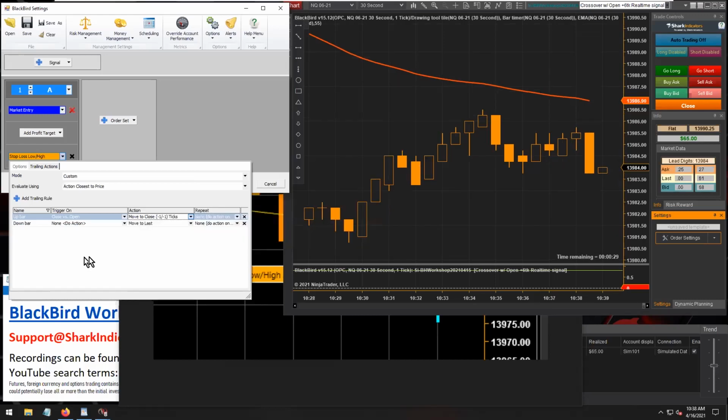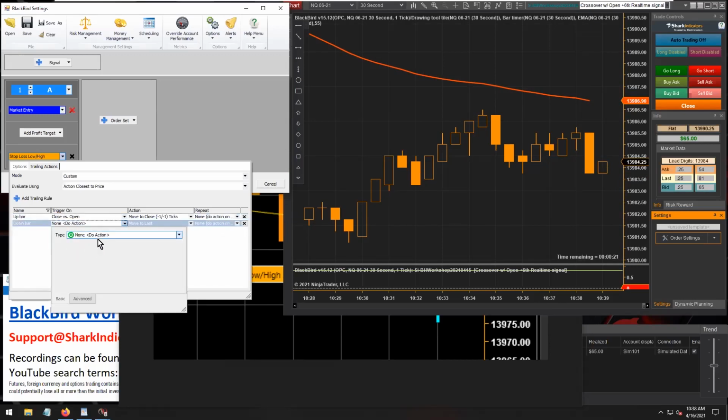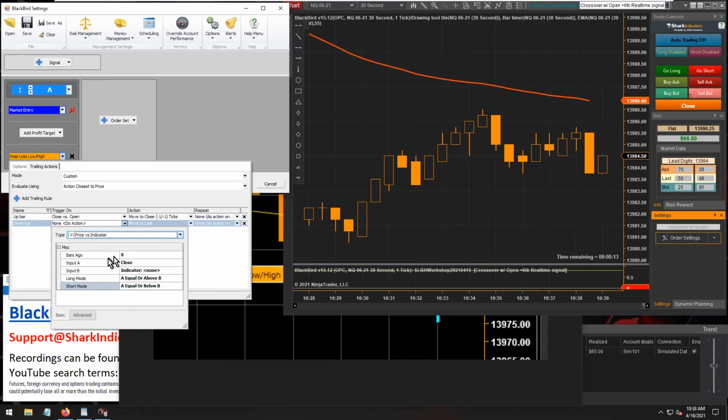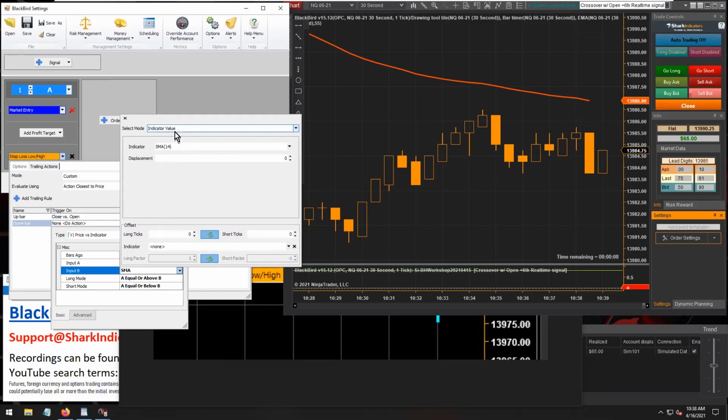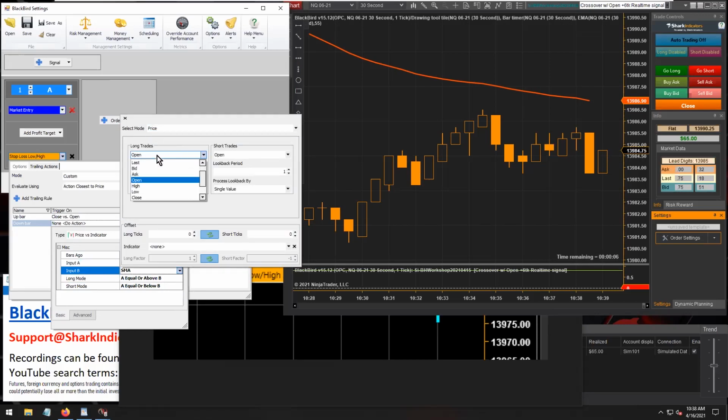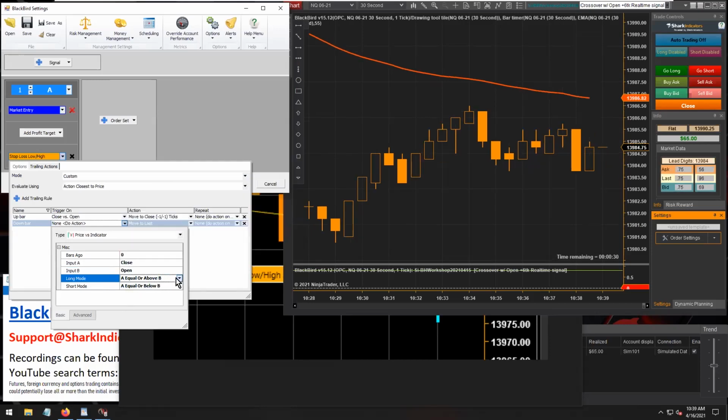So now we just need to reverse everything for down bars. Let's do this again here. For our trigger, we're going to use price versus indicator. For input A, we'll keep that on the closing price. We'll set input B, again, to the open. And this time, A is below B.